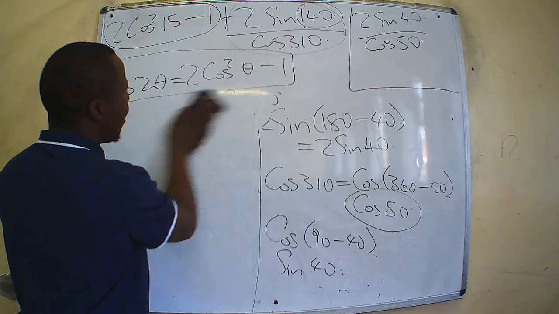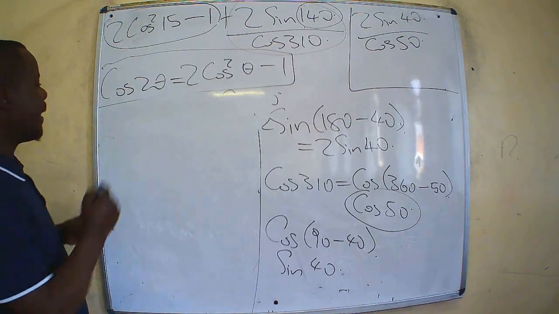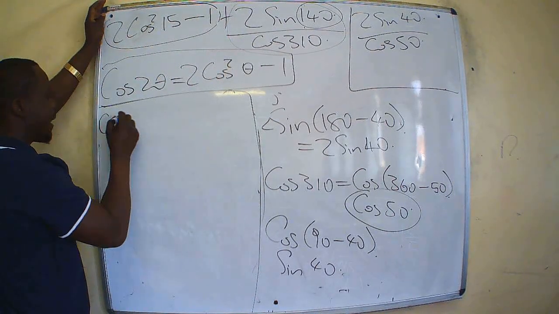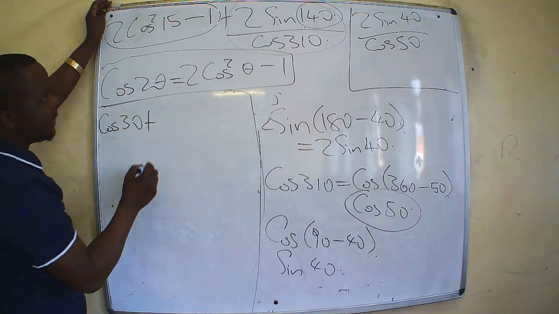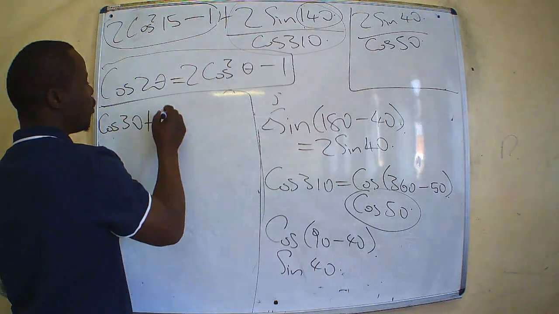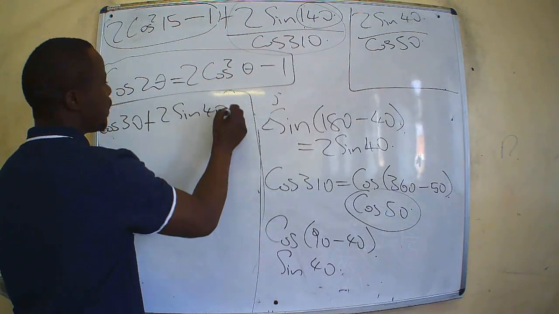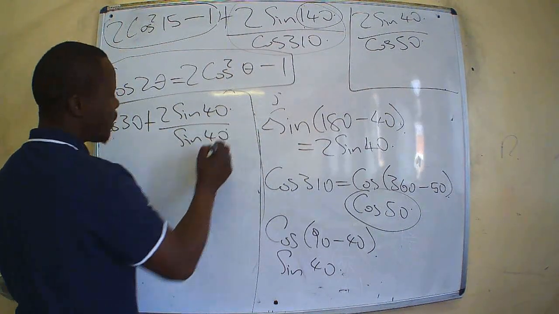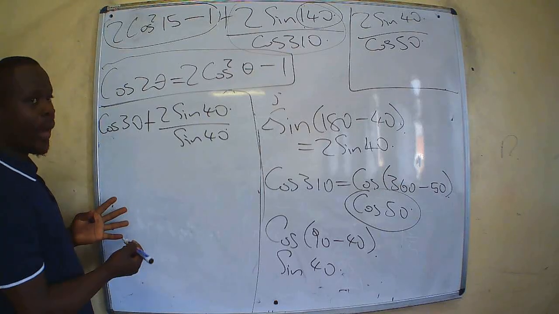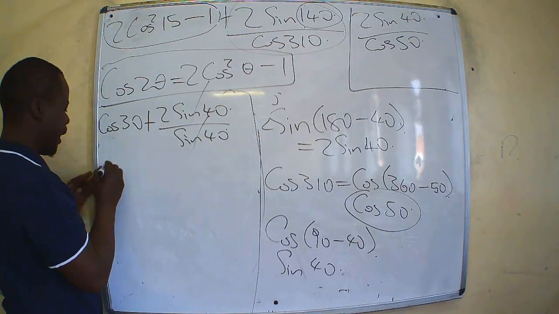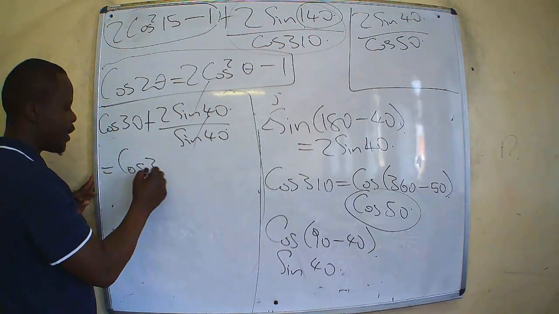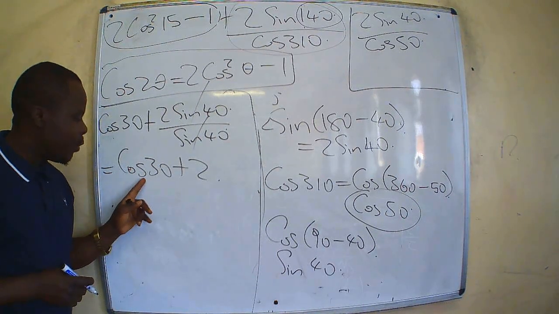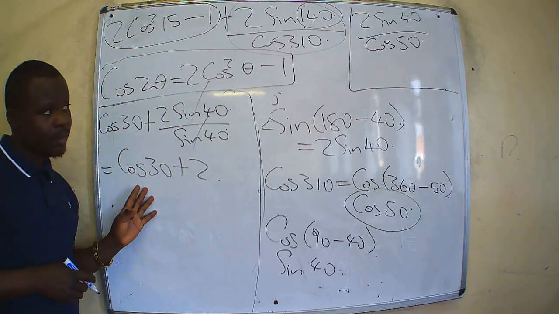To simplify our question, we are going to have to rewrite it from here. This part became cosine 30, plus this part became 2 sine 40, divided by this one, which became sine 40. It is at this stage where we can eliminate, and we are going to have cosine 30 plus 2. But we are not done because we must also simplify cosine 30.